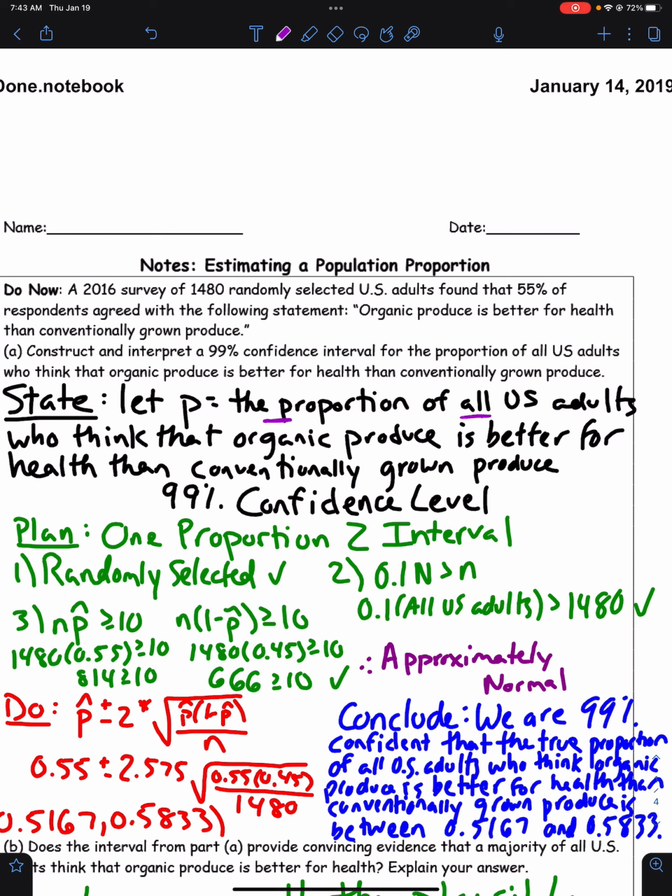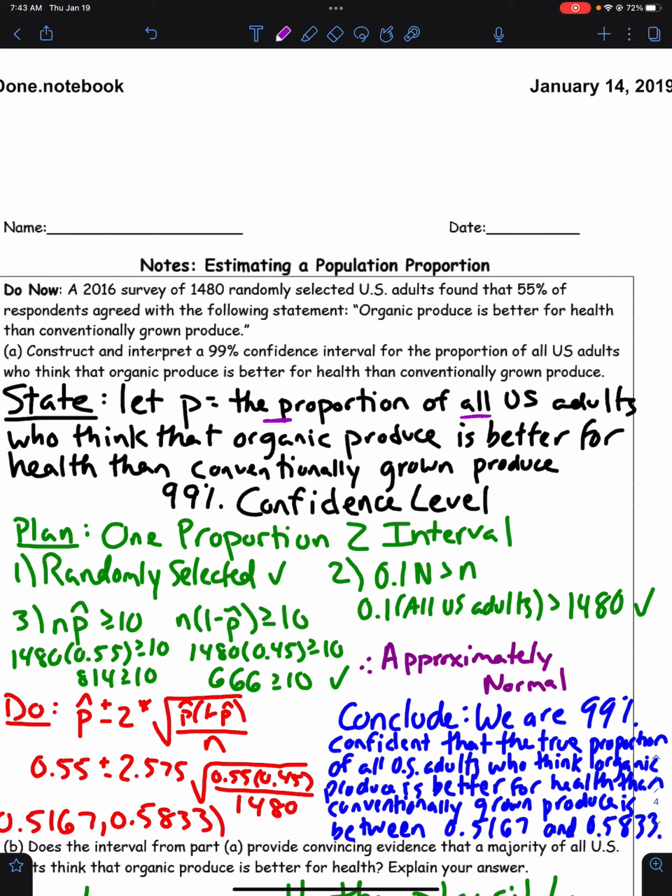Let's go to the next page. This is going to make that do step so much easier, because we can actually do the confidence interval in the calculator. So instead of doing this red do step right here, we don't need to do any of that really, and just plug it in the calculator, so it makes it really nice.